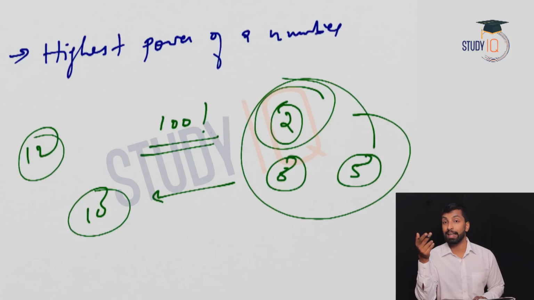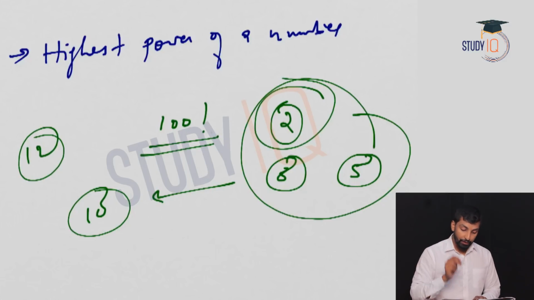If I ask you what is the highest power of 2 in 100 factorial, it means how many 2's are there. If I ask you the highest power of 5 in 100 factorial, it means how many 5's are there. I hope this is clear for all of you. Now let's see how to find it. Okay, that is the first question.